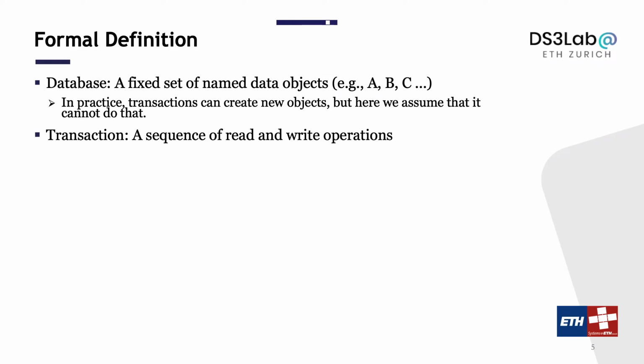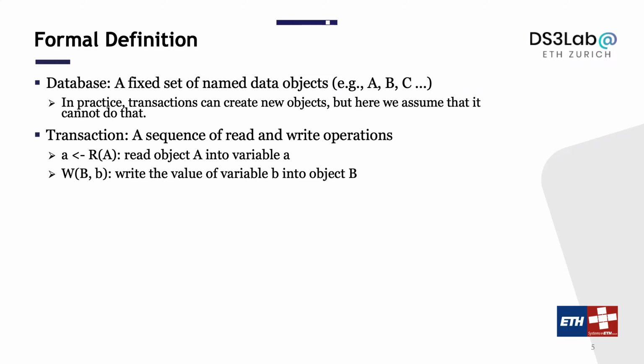A transaction is a sequence of read and write operations. For example, you can read one object A from the database into a variable, and then manipulate that in memory, or you can write it back, writing the value of the variable B back to the object B in the database. A transaction contains a sequence of these read and write operations. And we assume at this moment that whenever we write, the changes are reflected in the database immediately. That's our current assumption.